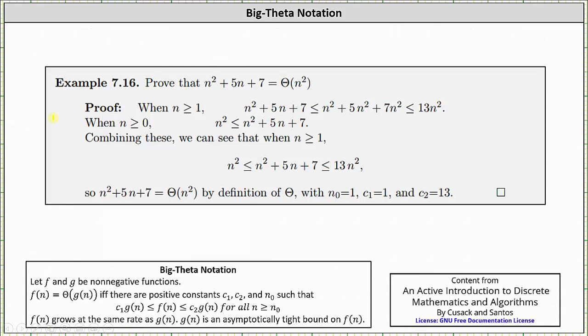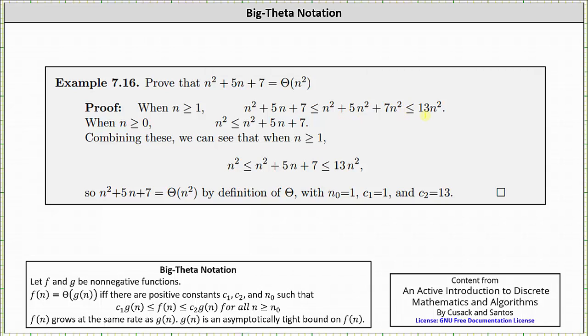We want to prove that n squared plus 5n plus 7 is Big-Theta of n squared. When n is greater than or equal to 1, we can state that n squared plus 5n plus 7 is less than or equal to n squared plus 5n squared plus 7n squared. Notice this came from replacing 5n with 5n squared and 7 with 7n squared. And 5n squared is greater than or equal to 5n, and 7n squared is greater than or equal to 7 when n is greater than or equal to 1. And because we have like terms, we can add: n squared plus 5n squared plus 7n squared is equal to 13n squared, and therefore we can also include this is less than or equal to 13n squared.